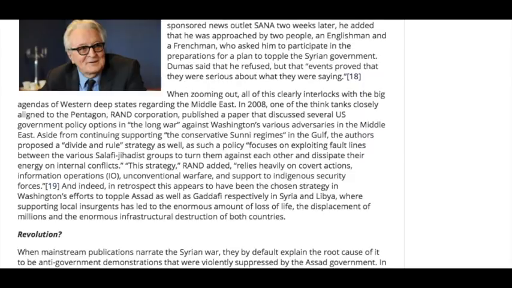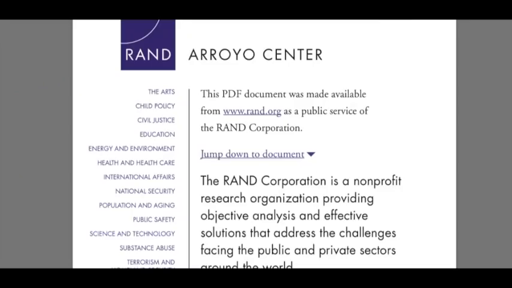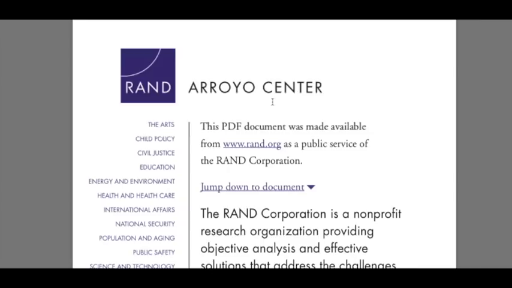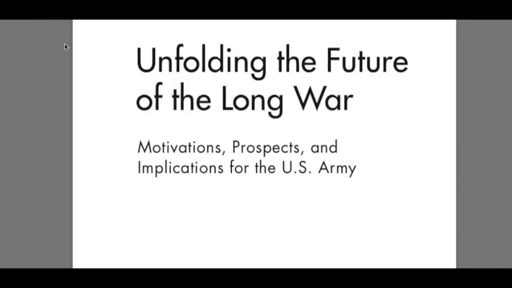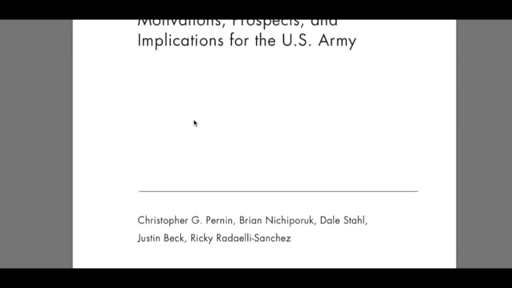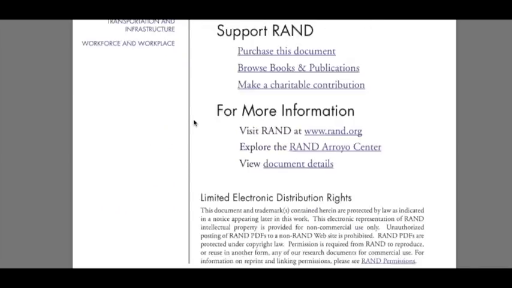What does this Rand Corporation document actually say? Here it is. It's public. Again, so many of these documents are all public. They don't hide it. Unfolding the Future of the Long War: Motivations, Prospects, and Implications for the U.S. Army. When was this? 2010 or 11, somewhere in there.